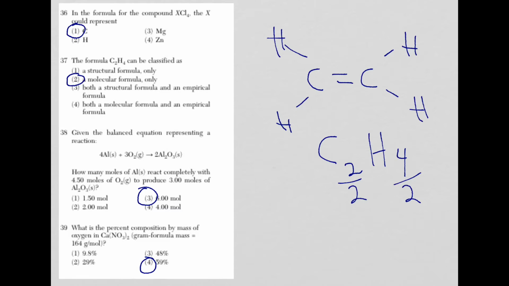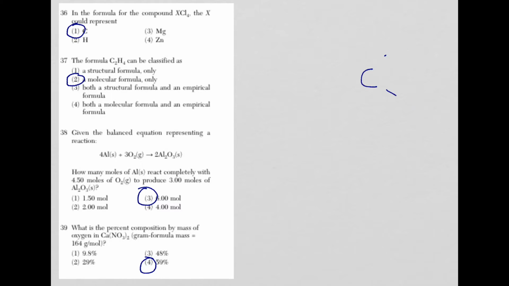Let's go to 38. For 38, we're dealing with what's called a mole-mole problem, also known as stoichiometry. What we have to remember is that when we have balanced equations, we're looking at a whole number ratio. My suggestion is you put information above the equation, and then put information below. So how many moles of aluminum? Here's my X, right here. React completely with 4.5 moles of oxygen to produce 3 moles of aluminum oxide.